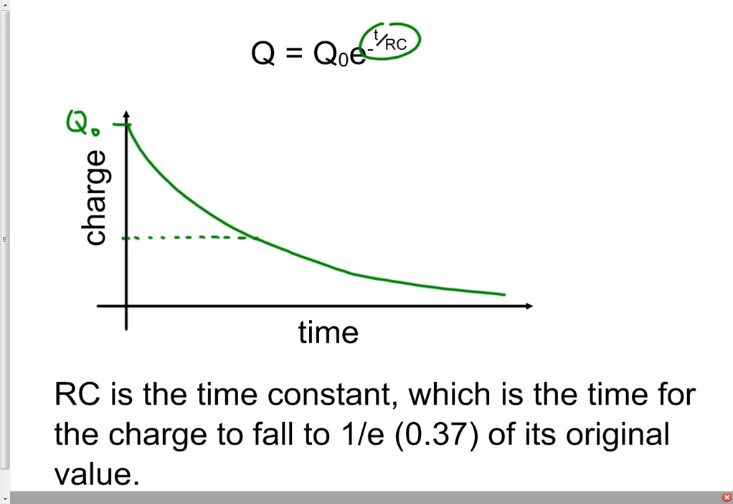So if you read off the time it takes for the charge to fall to 0.37 of its original value, this time will be RC, the time constant. So lots of parallels with radioactive decay here. The maths is very similar.